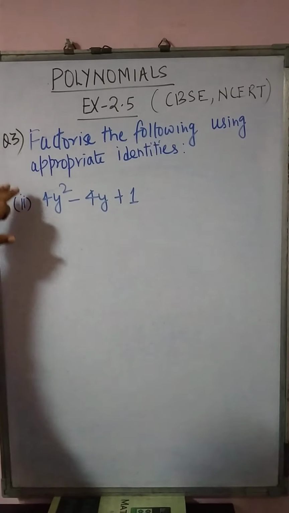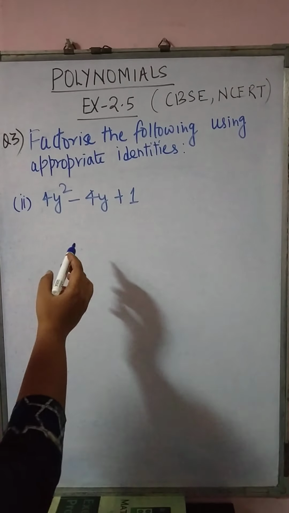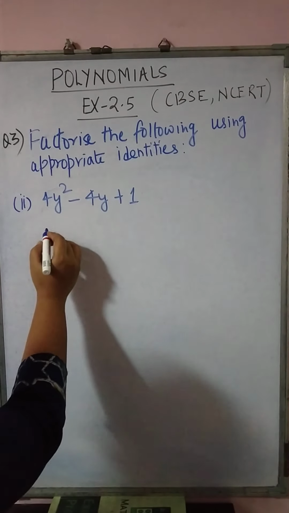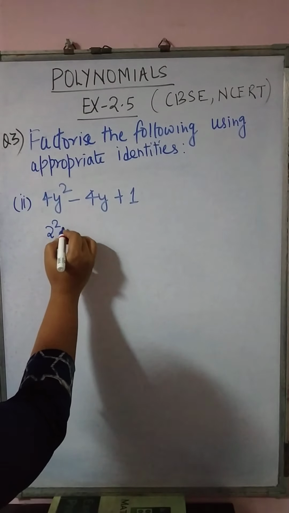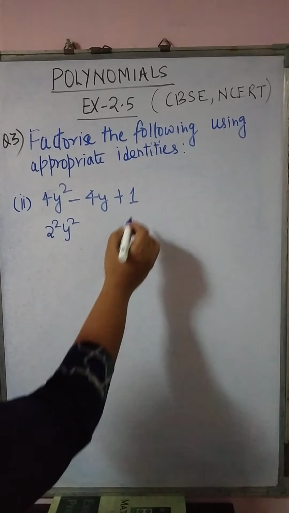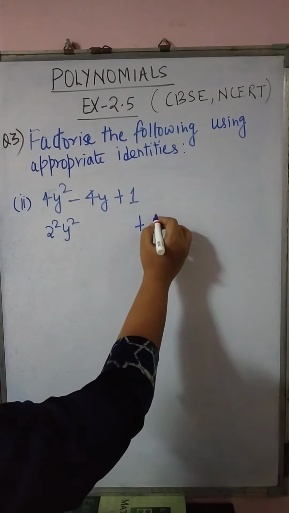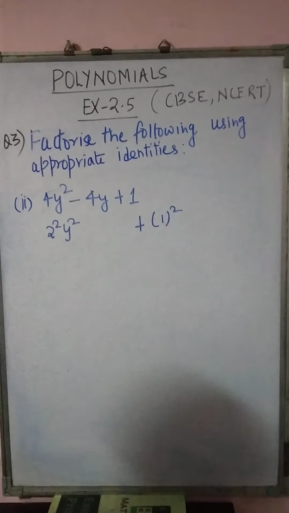Okay. So question number 3, second part. Same thing we will do. 4 is a square of 2, so you can write 2 square y square. 1 can be written in this form, as a square.